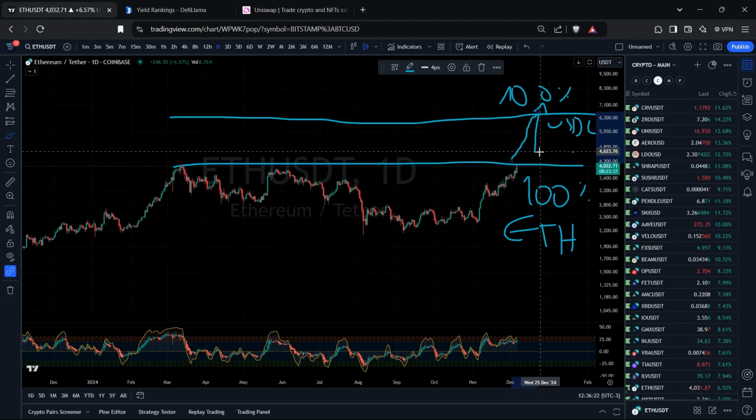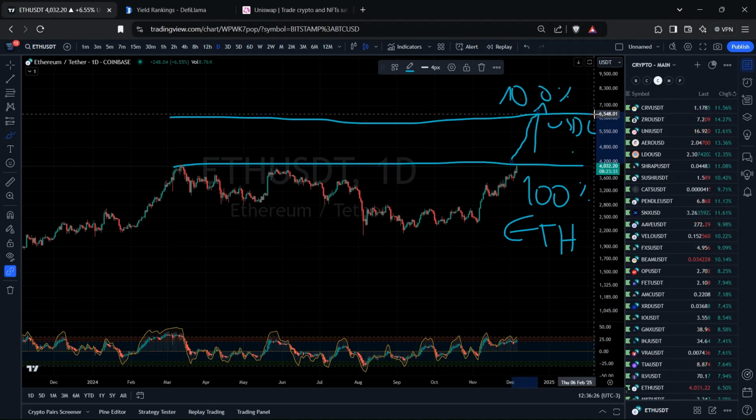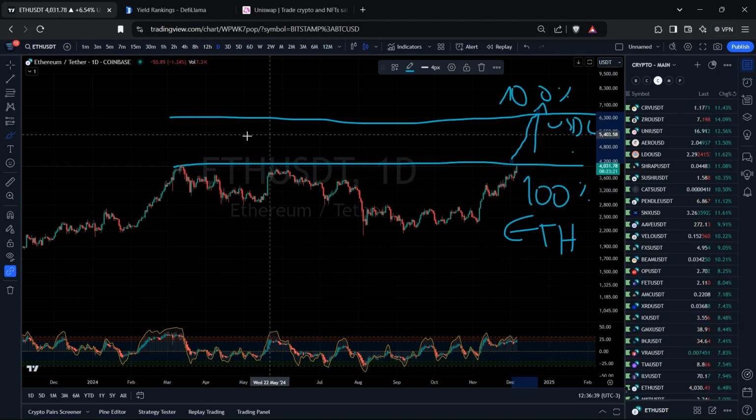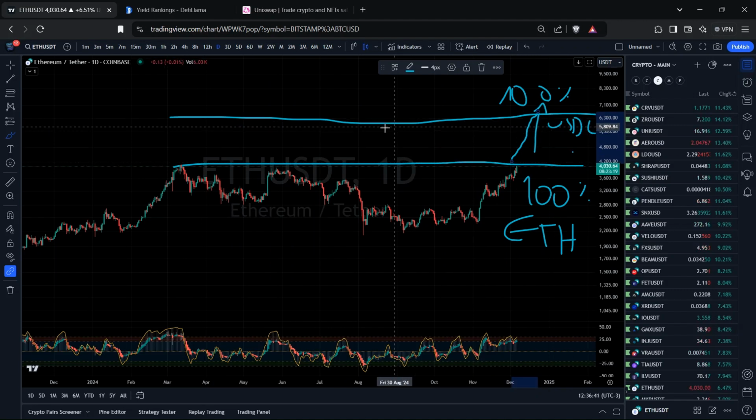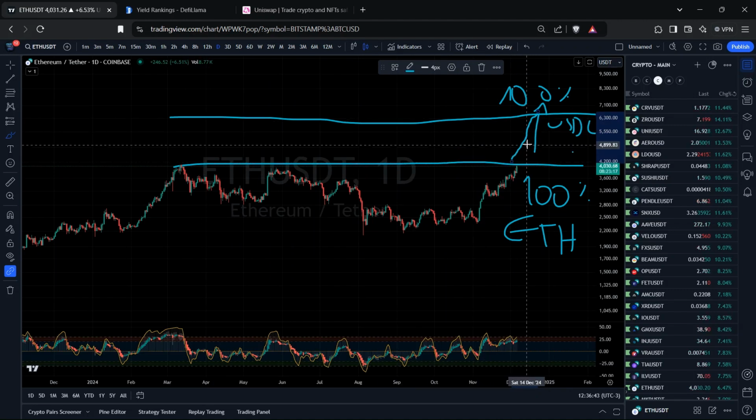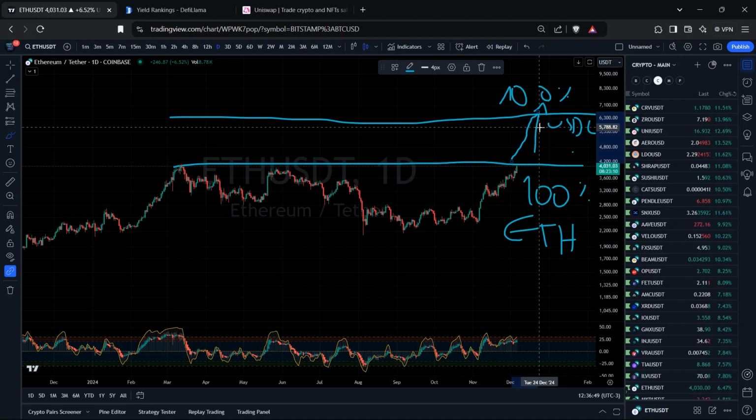So if I think that Ethereum is going to, let's say, $6,500, I would build my liquidity pool entering 100% Ethereum here. And as soon as the price starts to appreciate and enter my price range liquidity, the liquidity pool would automatically exchange my ETH for dollar.